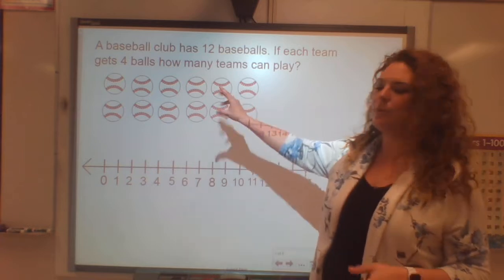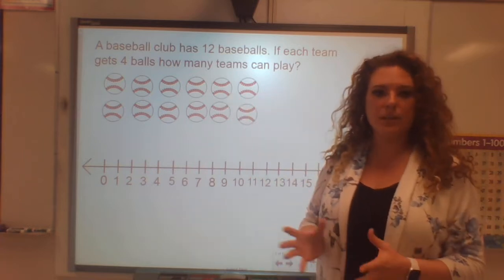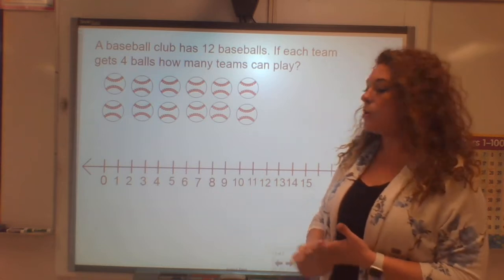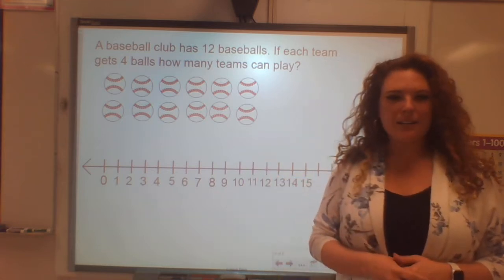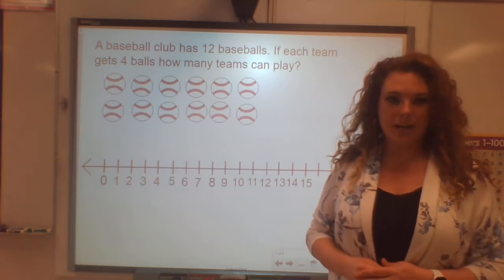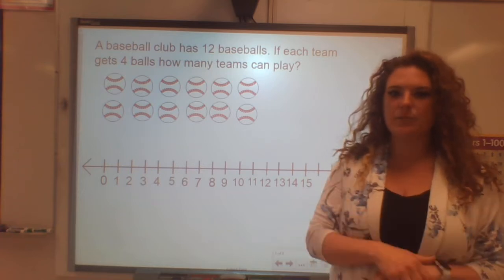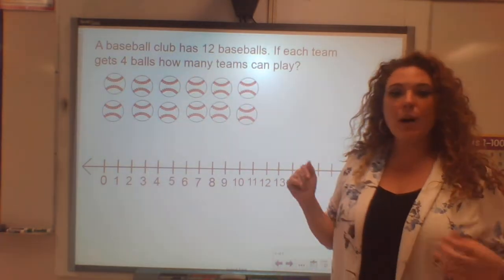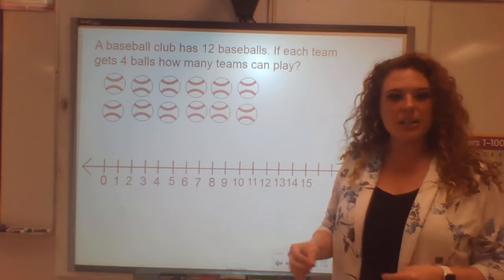Now I have my counters out, and you could do that with your counters like we've been doing. Gather them into groups of 4 and see how many groups you can have. Or we have a number line here, and we're going to practice using a number line to help us figure out the repeated subtraction and how we can keep subtracting those numbers. All right, so we're going to start with the information that we have. So we have 12 baseballs, and each team's going to get 4 balls.